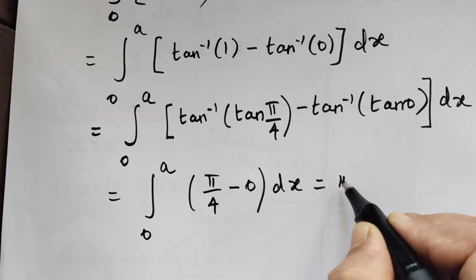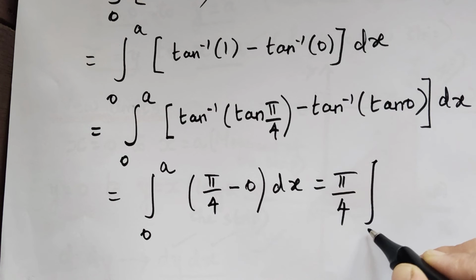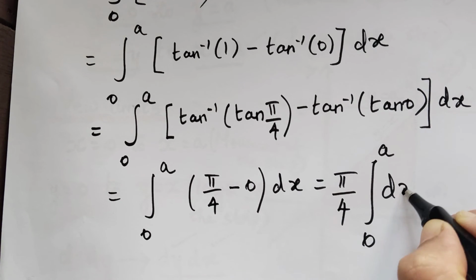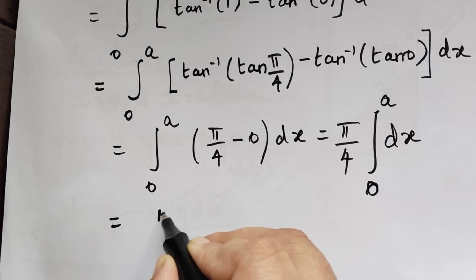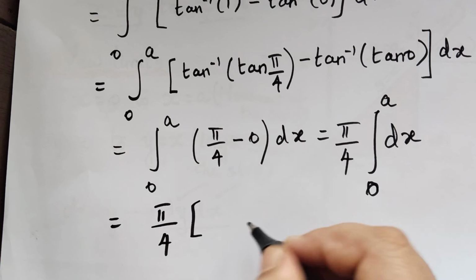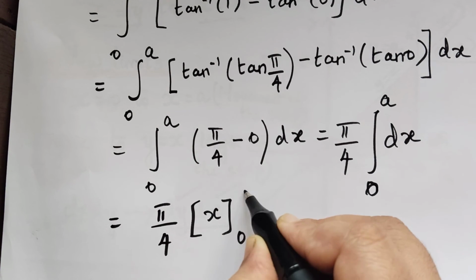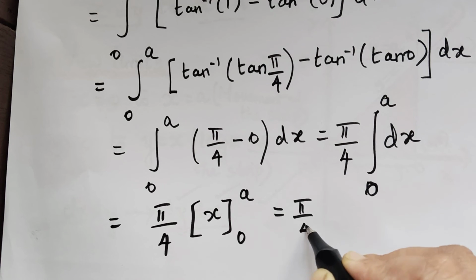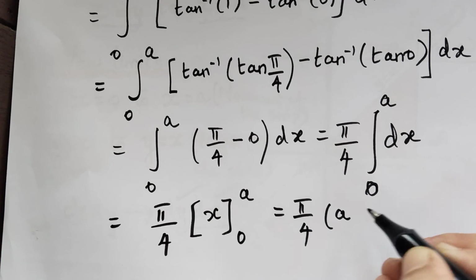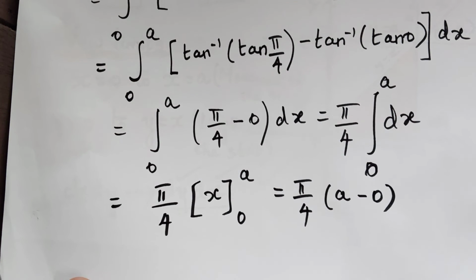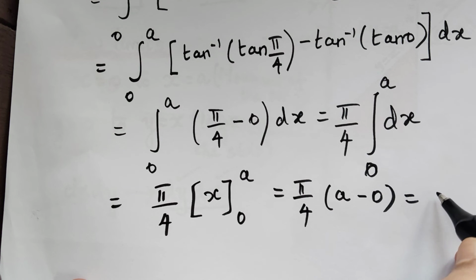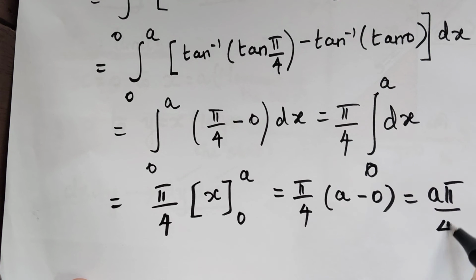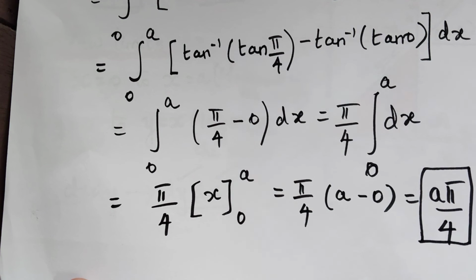So if we take that pi by 4 outside the integral, we will have integral 0 to a dx. So now we have to integrate with respect to x. So when we integrate, we get pi by 4, and the integral of dx is x, and this is between the limits 0 to a. Now we shall do upper limit minus the lower limit. So upper limit, if you apply, it is a, minus lower limit is 0. So therefore, since this is 0, when we multiply this pi by 4 inside, we will have a pi by 4. So therefore the answer that we have evaluated is a pi by 4.